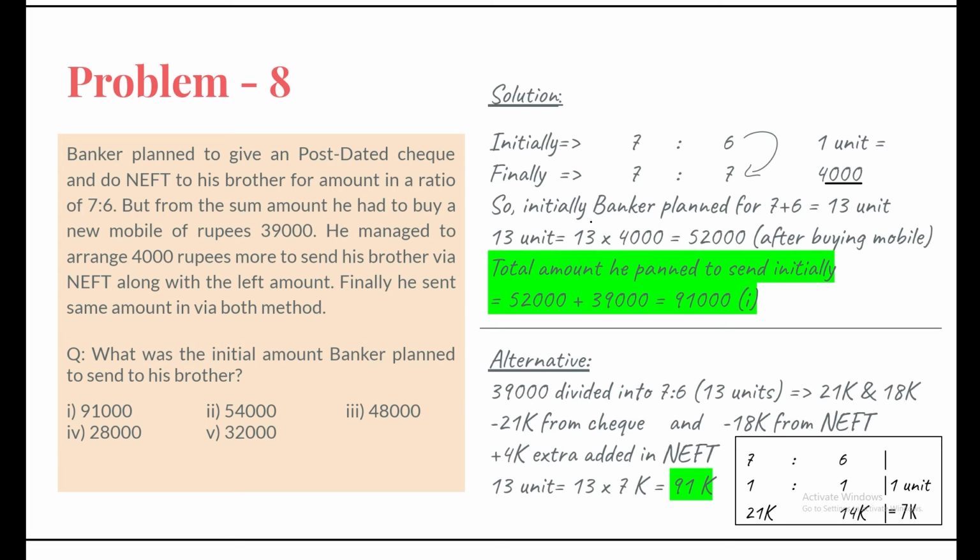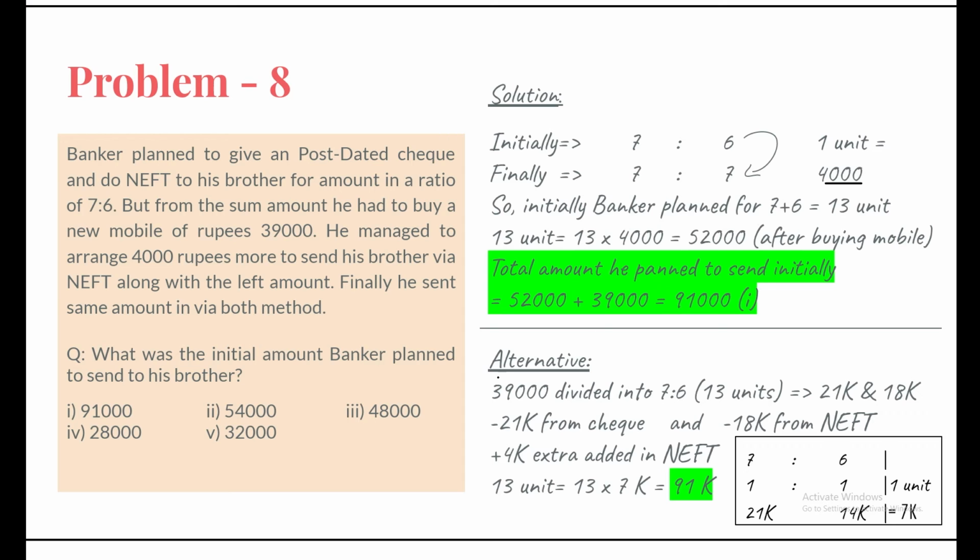So initially, the banker planned for 7 plus 6, that is 13 units, correct? And this 1 unit means 4,000. So initially, he planned for 52,000, correct? And that is after buying the mobile. Now, before buying the mobile, you can add 39,000 more and you will get the answer, that is 91,000.